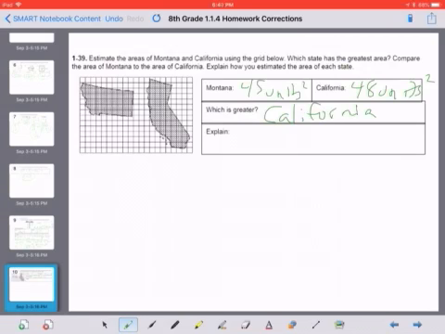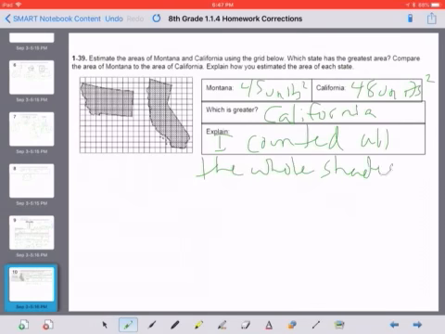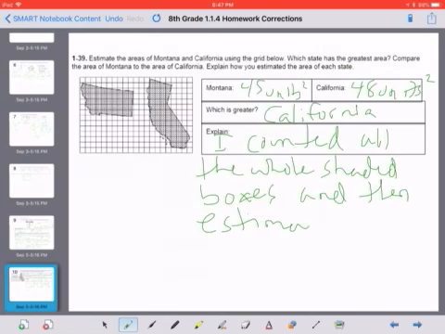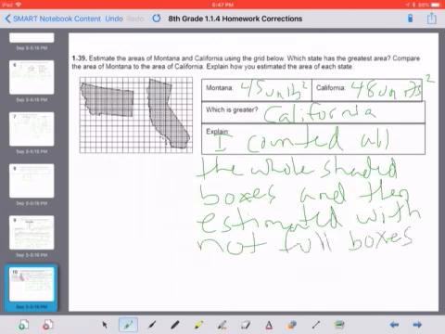So what I did is I counted all the whole shaded boxes, and then estimated with the not full boxes. So basically I counted the halves and kind of pieced them together to get a good estimate. But that's what I was looking for in this explain section. I wasn't trying to get you to explain why you think California is bigger, but how you did your estimation.